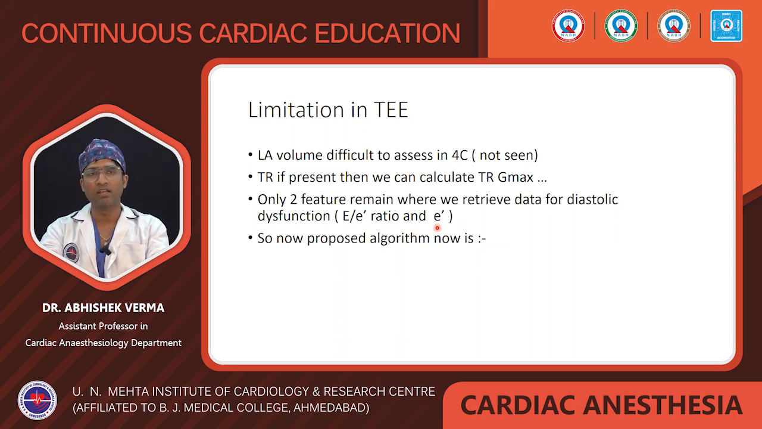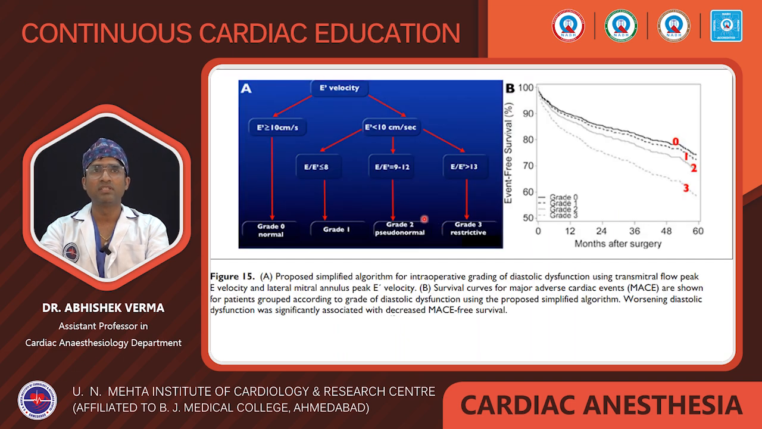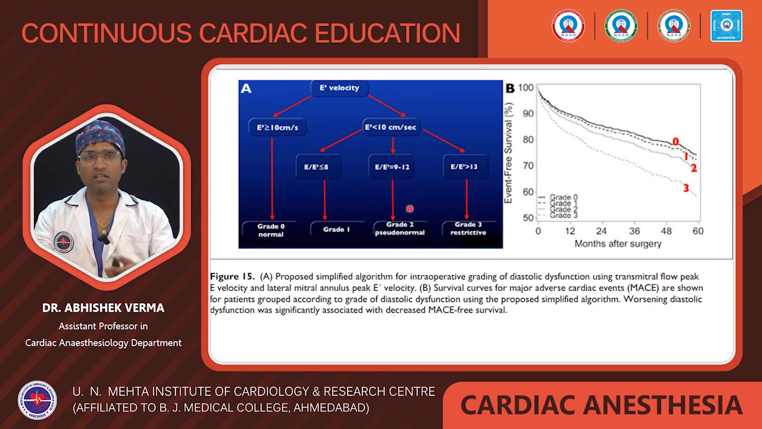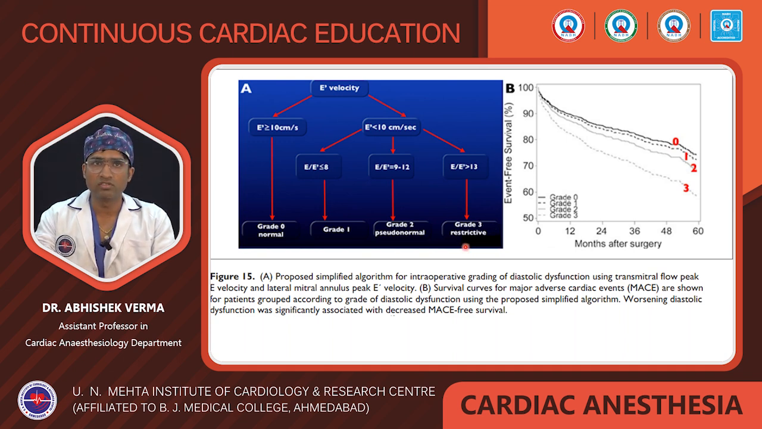Depending upon that, we have a proposed algorithm in the article. It shows that if we measure the E prime velocity and it is more than 10 centimeters per second, then it is grade zero, it is normal. If it is less than 10 centimeters per second in the lateral wall, then we calculate the E by E prime. If it is less than or equal to 8, it is grade 1 diastolic dysfunction. If it is 9 to 12, it is grade 2, or you can say pseudo-normal diastolic dysfunction. And lastly, if it is more than 13, then it is grade 3, a restrictive filling pattern is seen.